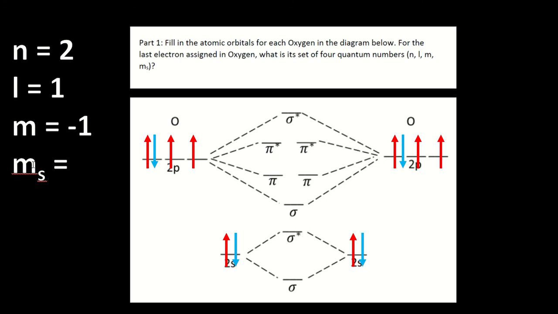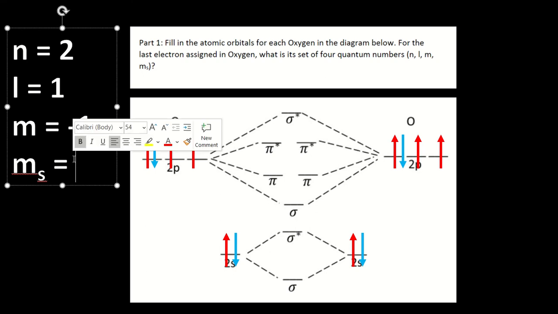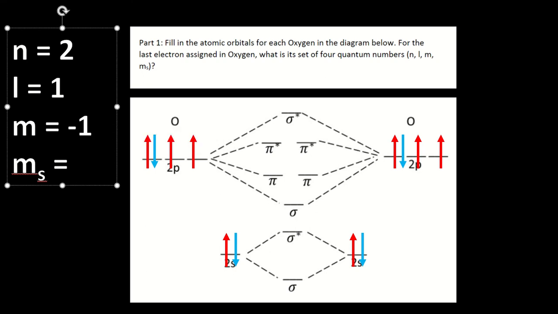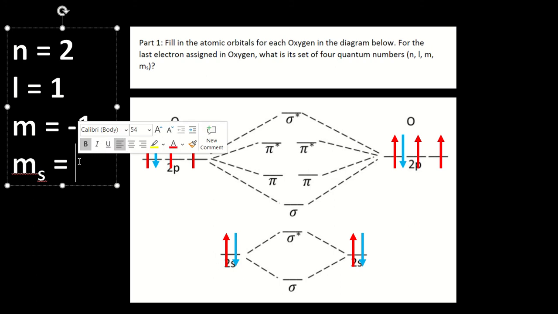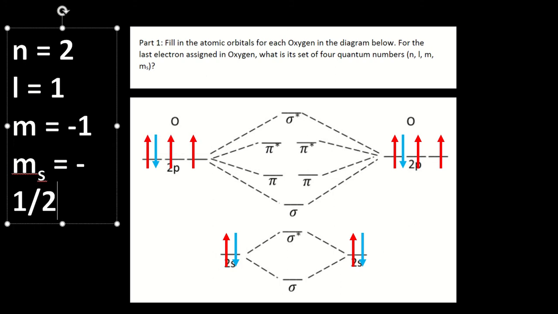And now the spin quantum number, or m sub s, is simply either going to be +1/2 or -1/2. Since the final electron that we placed in was spin downwards, its spin quantum number would be -1/2. And that would be what part 1 is asking.